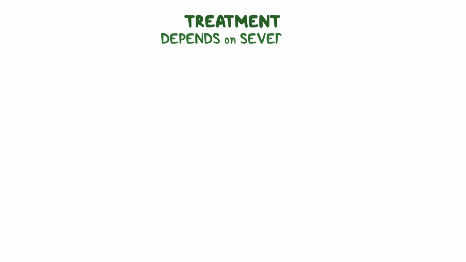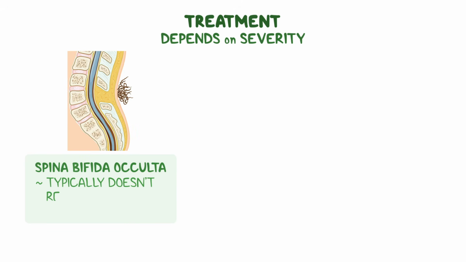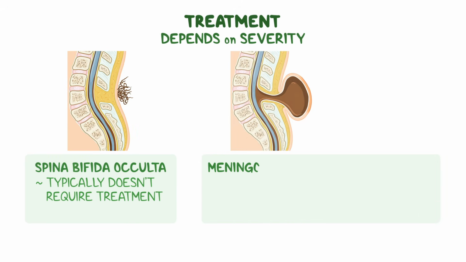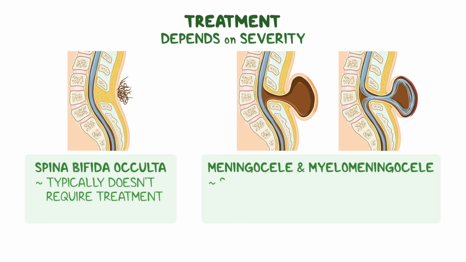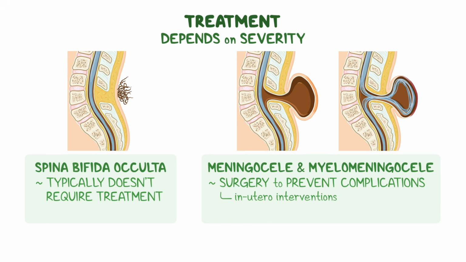Treatment depends on the severity. Spina bifida occulta is asymptomatic and typically doesn't require treatment. However, in meningocele and myelomeningocele, surgery is the way to go to prevent future complications. In some cases, surgeons can repair the defect with in utero interventions, but the procedure carries serious risks for both the baby and the mother.